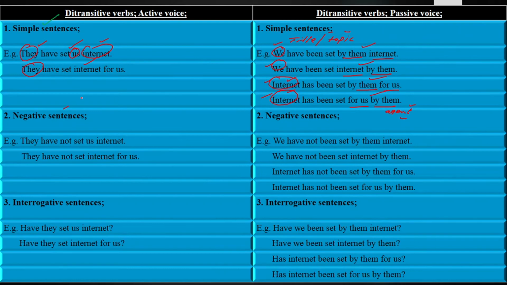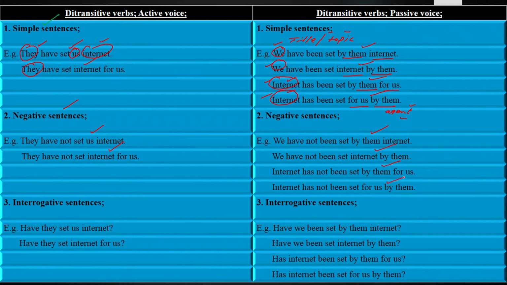Next we have the negative sentences. Those sentences in which we deny the statement, reject the statement and refuse the statement are called negative sentences. They have not set us internet, they have not set internet for us. We have not been set by them internet, we have not been set internet by them, internet has not been set by them for us, and internet has not been set for us by them.